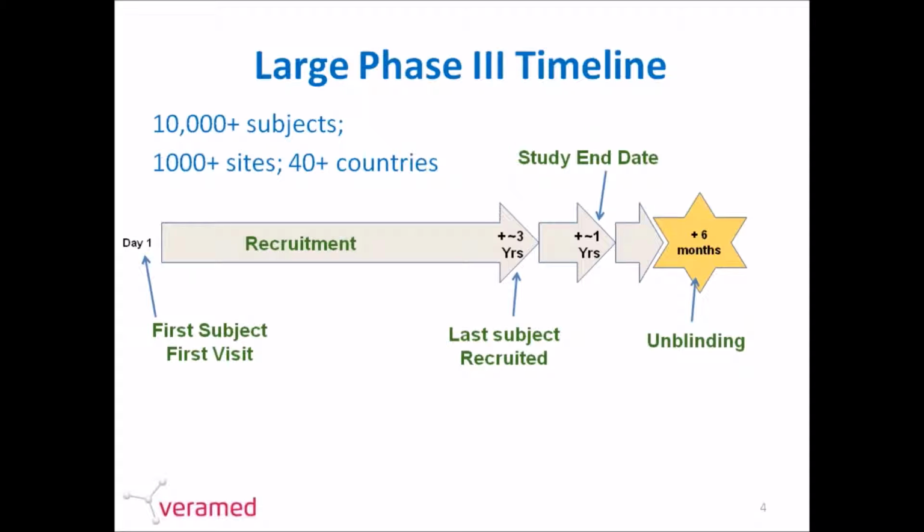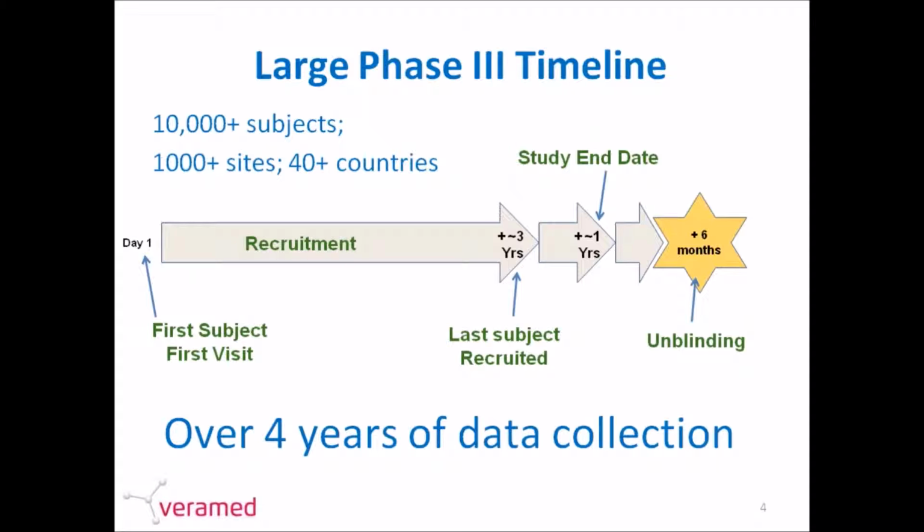Then once we ended the study, we had about 6 further months when we were closing out sites. We'd stopped collecting new data about the subjects, but we were closing out sites and we were still doing data cleaning before we finally unblinded about 6 months after the study ended. So altogether, we had over 4 years of data collection occurring in our study, followed by about another 6 months before we unblinded our data, when we were still able to clean the data up.